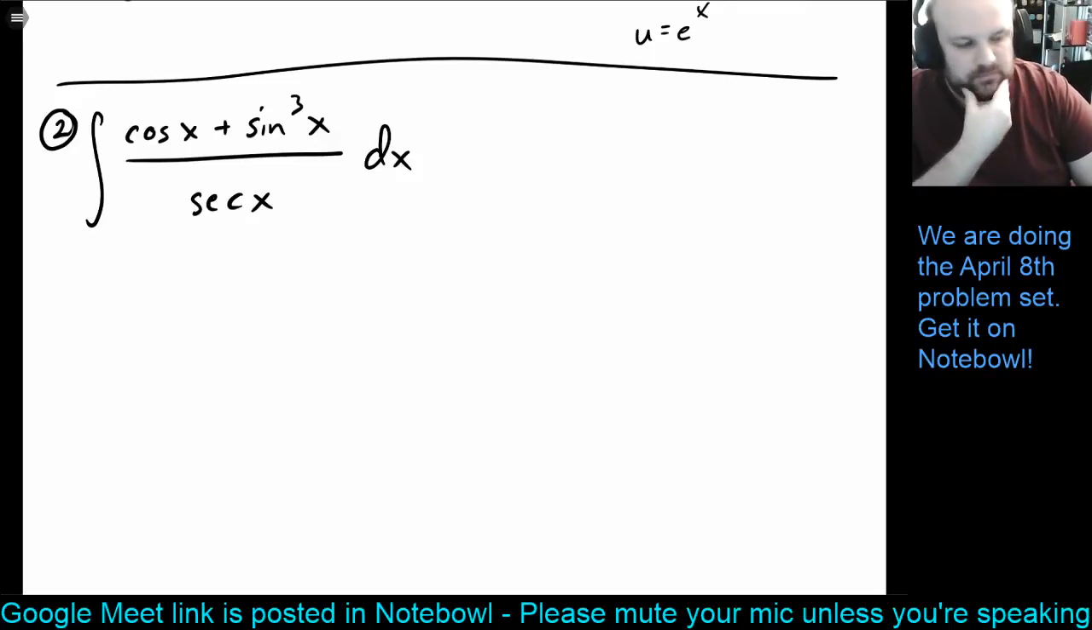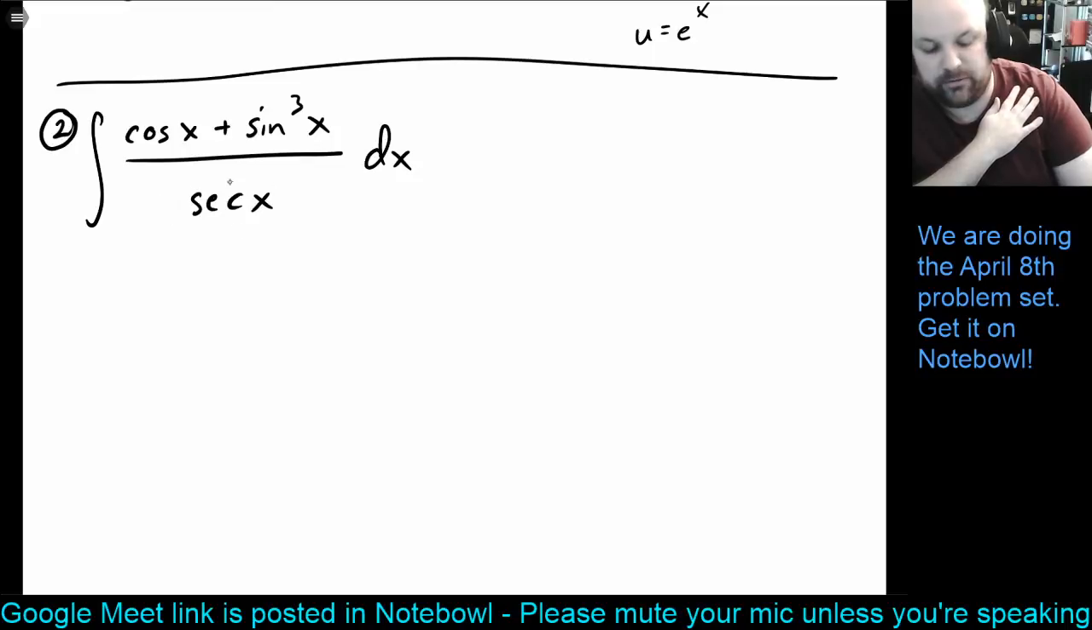So if we try here to make u the denominator of this one, we're going to have a little bit of a problem because the derivative would be secant times tangent, and none of that is hanging around up here. So we have to see what we can do.